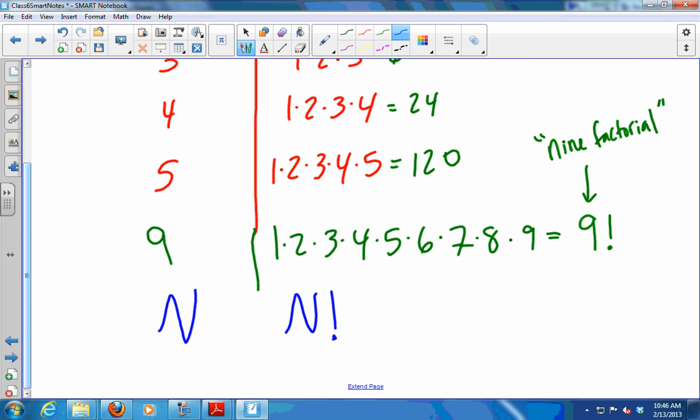Some calculators have a button. Like if you turn it sideways, it'll have a scientific calculator.